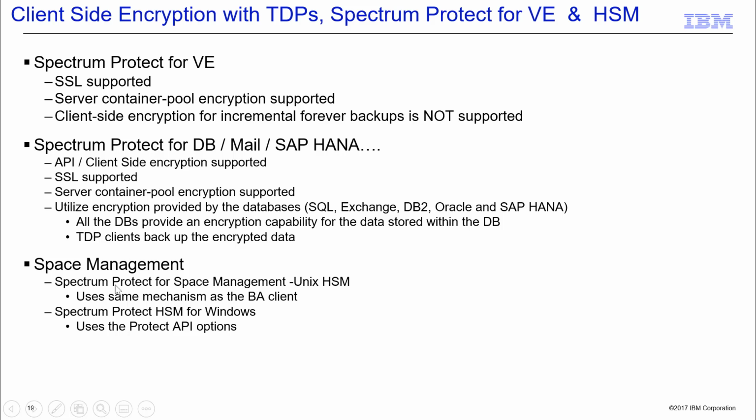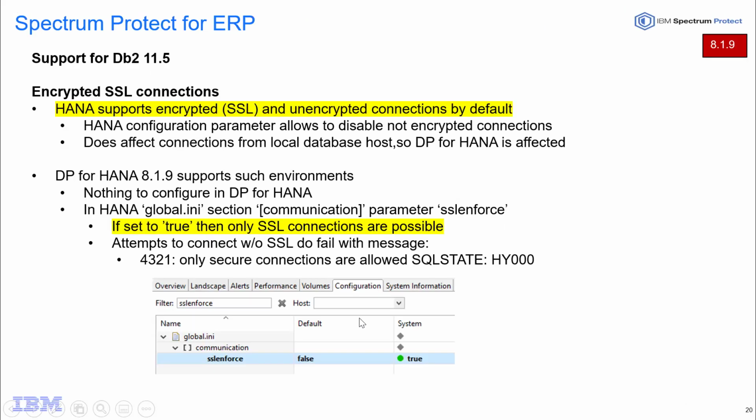For space management, Spectrum Protect for space management for the Unix HSM pieces, it uses the same mechanism as your backup archive client. So either you can specify that on the client side, or you can just use your normal container storage pool dedupe. If you're using Spectrum Protect HSM for Windows, then you would use the Protect API options to do encryption. With Spectrum Protect for ERP, we do have encryption using the SSL connections.